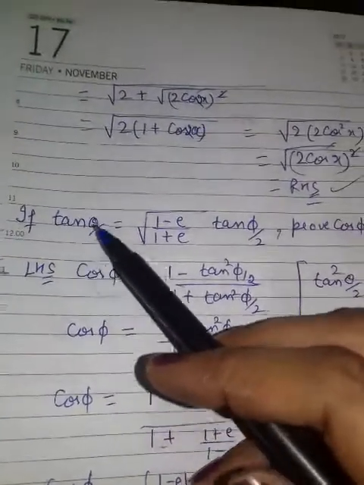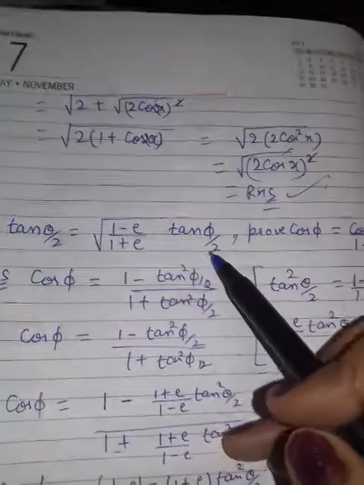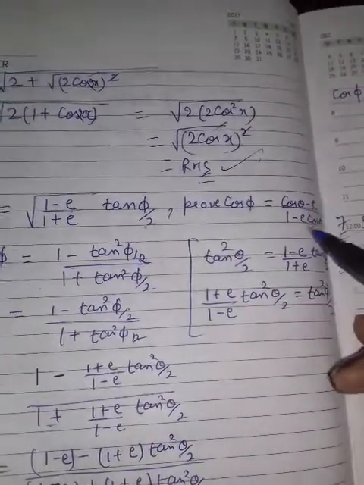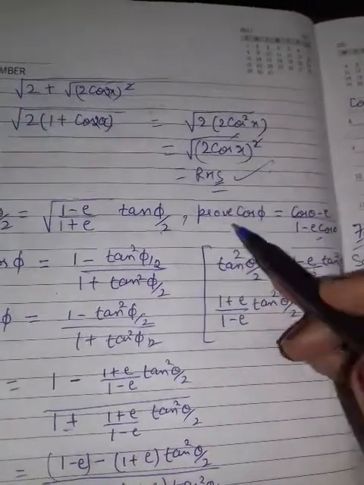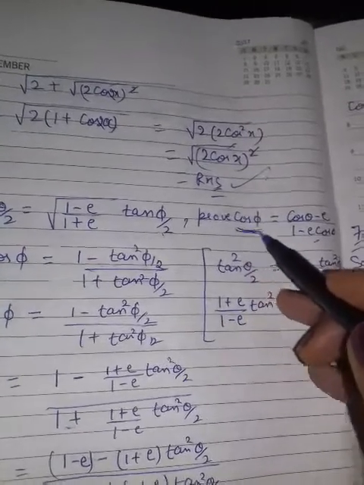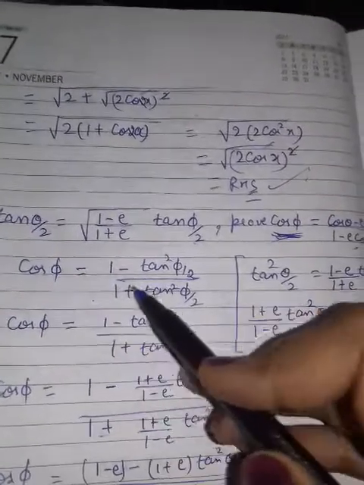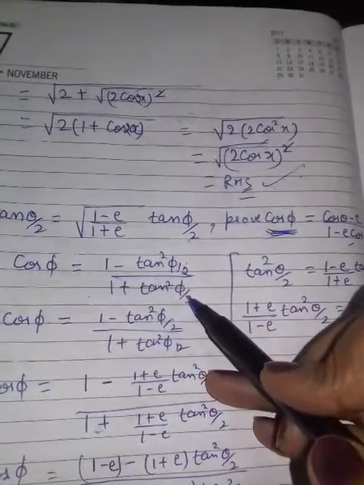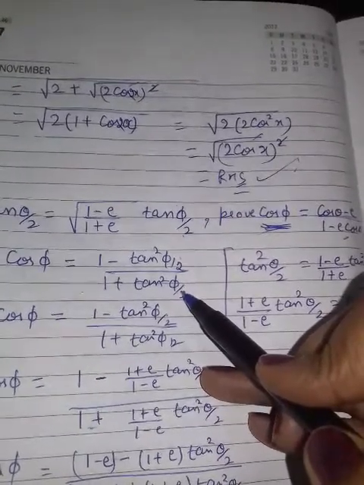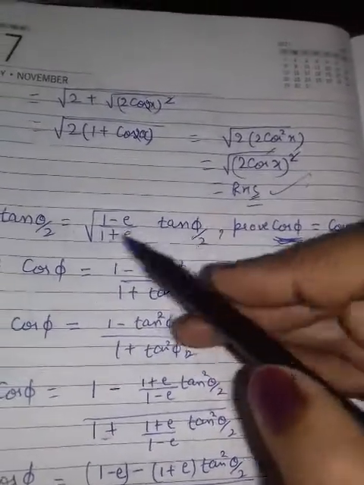It will come automatically by removing the square roots by cutting the square. Next is, if tan theta by 2 is equal to this, cos phi is what you have to prove. Now we will take its left hand side, cos phi. You know, in form of tan, this is a formula of cos. Why are we using this formula? Because you want it in the right side.